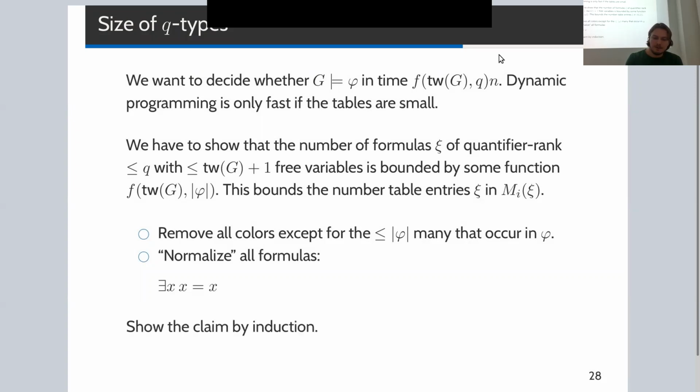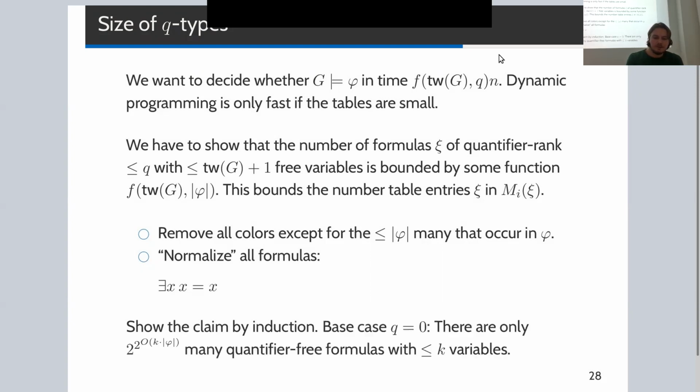And so the claim that we want to show by induction is that, we're going to do induction by quantifier rank and show that there's only few formulas inside the type. And the base case is the following. We start with 0 quantifier rank, so quantifier-free formulas.